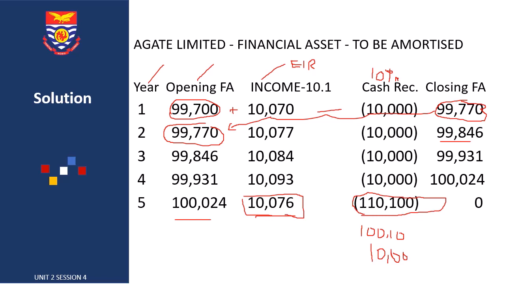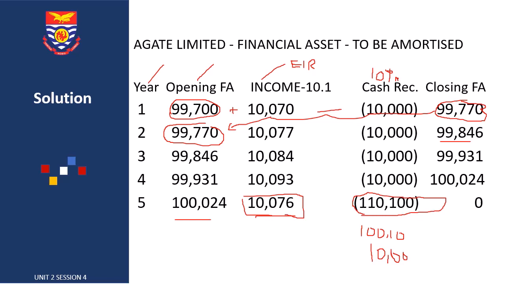And to get this 0, that is how we get the total payment you'll be receiving. Then you take out the opening balance. The difference is the interest that has to come to you. So when you do that, you get 0. So the 100,024 plus the 10,076 is giving us 110,100. So if you subtract this plus this minus this, you get 0. So this is how we solve this. This is the effective interest rate.